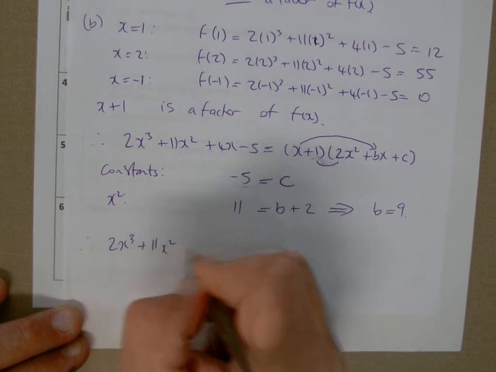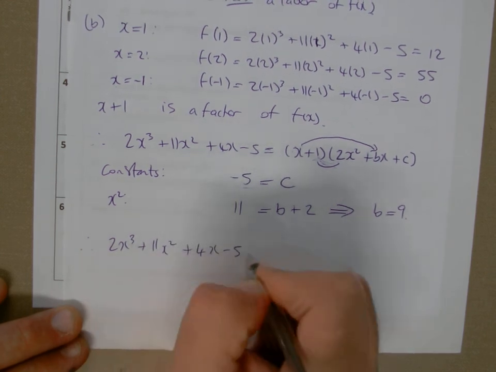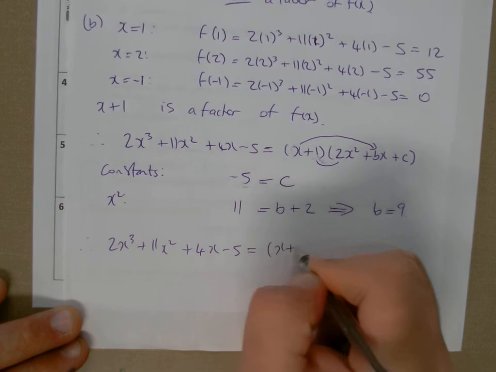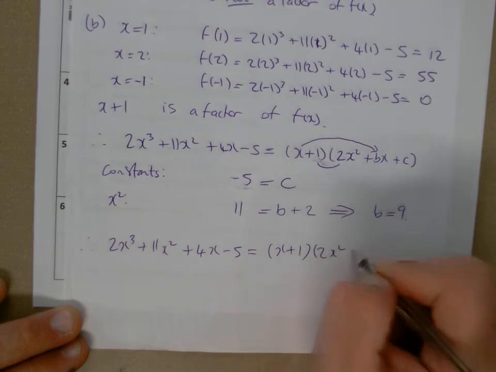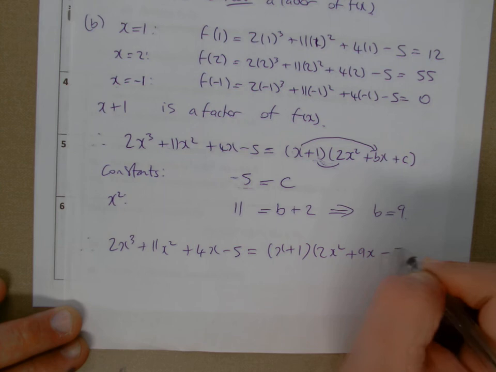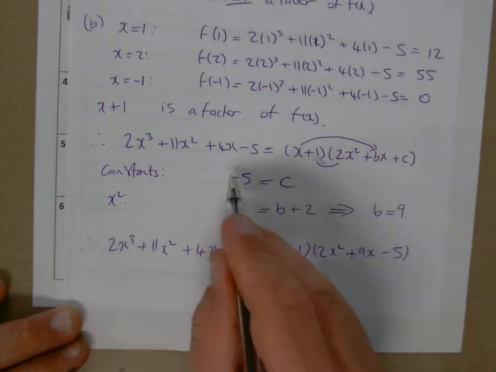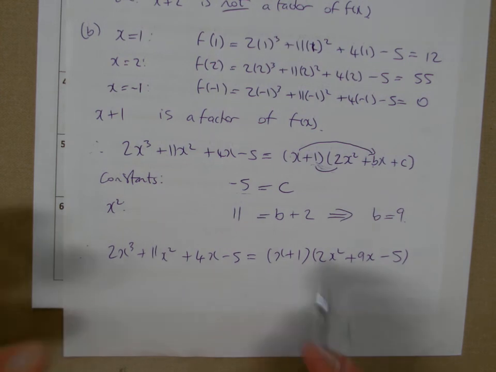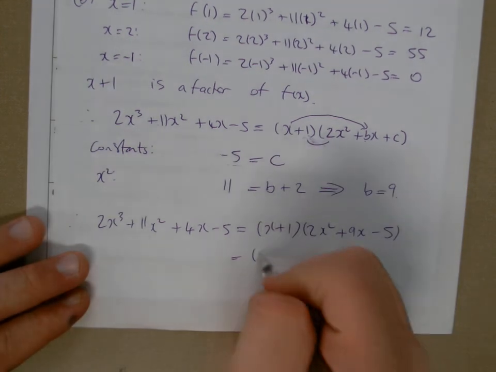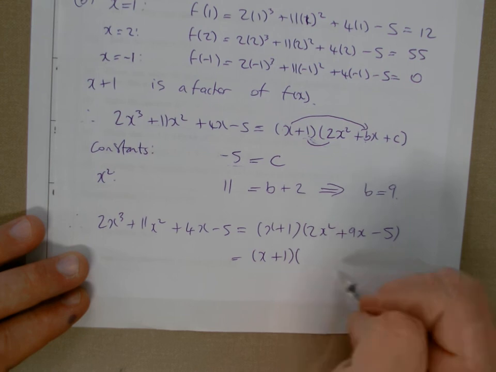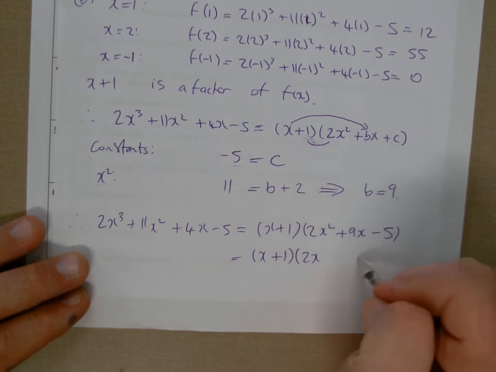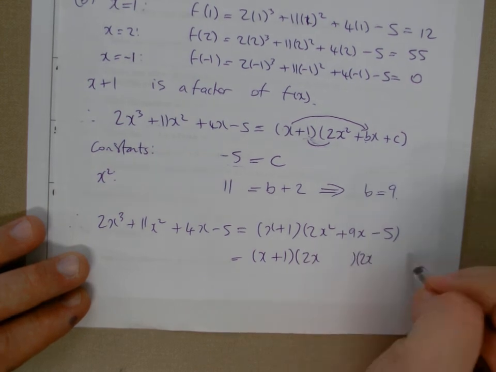You write this then as, what have we got? x plus 1, 2x squared plus 9x minus 5, yeah? So I've substituted b in because b was 9 and c is minus 5, so I put that in there. So you've then got to factorize this, whichever method you prefer, okay? If you do the method that we've looked at in class, you put 2x in both brackets.